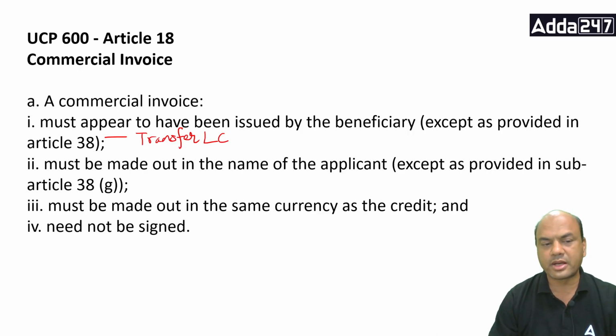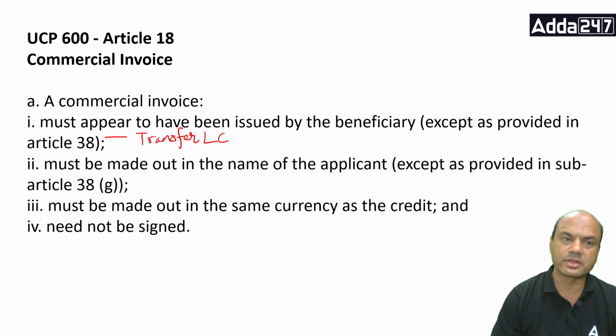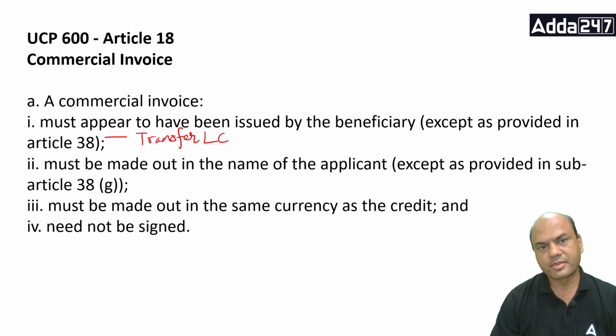It must be made out in the same currency as that of the credit. So if the credit is in dollars, you have to make the invoice in dollars. If the credit is in rupees, you have to make the invoice in rupees. Whatever is stated, you have to follow. It need not be signed. That is also a very important part. Why should the invoice be signed? Nowadays we get printed, computer generated invoices, so why should they be signed? So remember the four points: issued by the beneficiary, in the name of the applicant, same currency as the credit, and need not be signed.